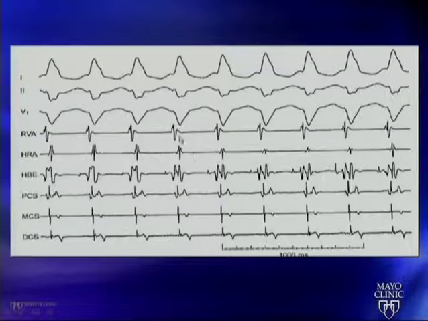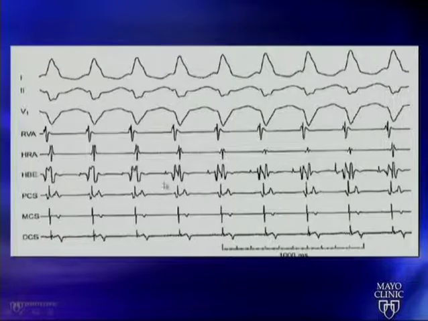But there are two major clues that would allow you to diagnose the cause of this arrhythmia. First, notice that the V and the A are almost simultaneous. How does that happen? If it's a VT, it's got to take some time to go from the V to the A. If it is an atrial tachycardia, it's got to take some time to go from the A to the V. They're together. The V and the A are together.